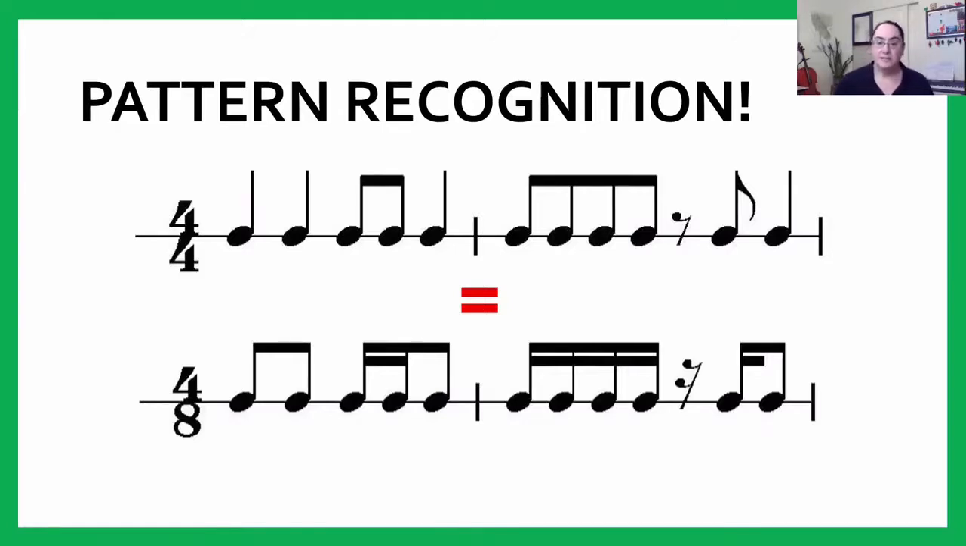Now, if you look at these two lines here, this top line is in 4/4. This bottom line is in 4/8. They both have 4 beats per measure. So either of those rhythms will sound something like this. Now, the tempo might be different in one versus the other, but they're still going to have that same pattern. So when you don't have bells in front of you, you can still practice your rhythm skills.